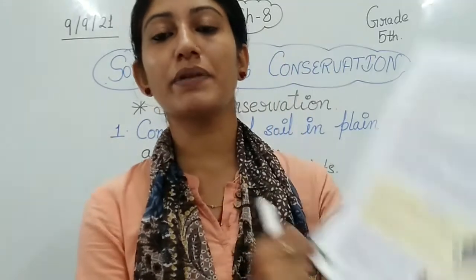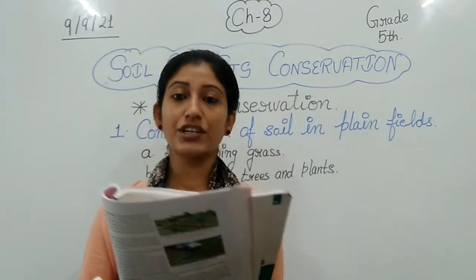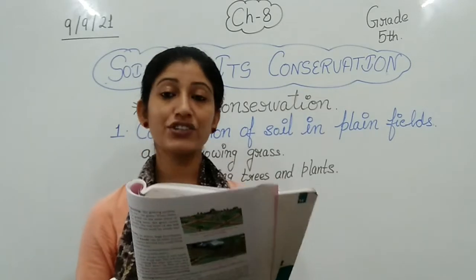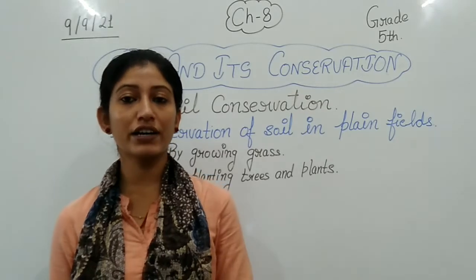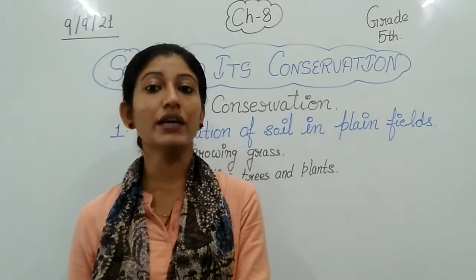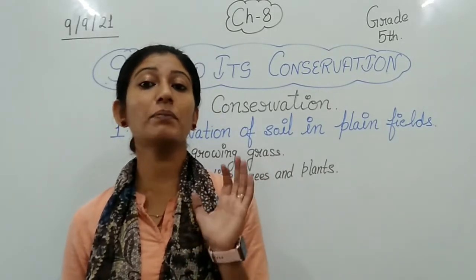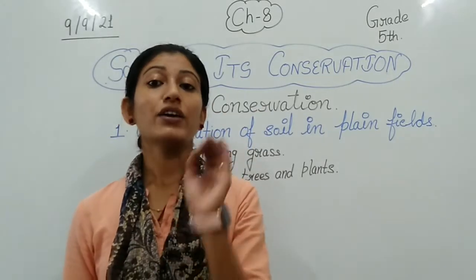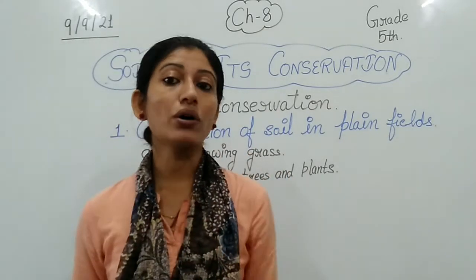Please open page number 76. What is given? By planting trees and plants. So soil erosion can be prevented by growing trees and bushes along the boundaries of the fields. What is it saying? It is saying that we can protect the soil from erosion by planting trees, as well as planting bushes along the boundaries of the field. Especially, you have to grow these trees, plants and bushes along the boundaries.